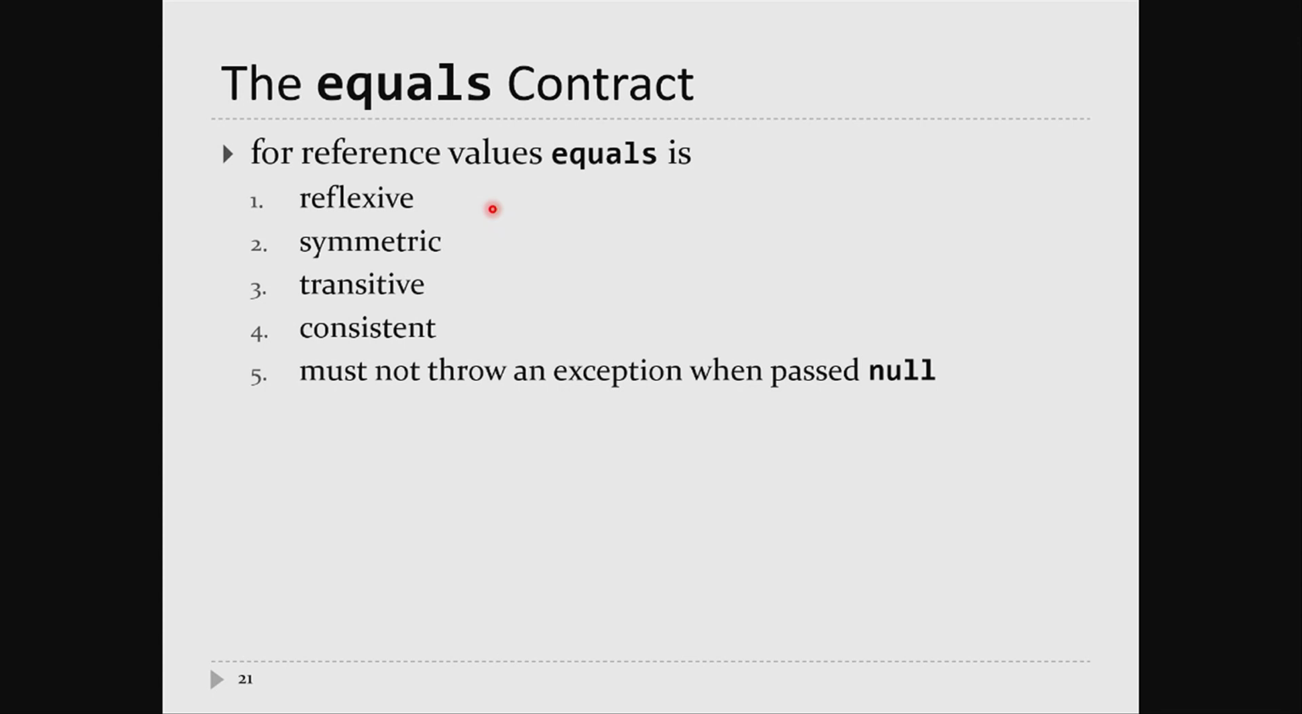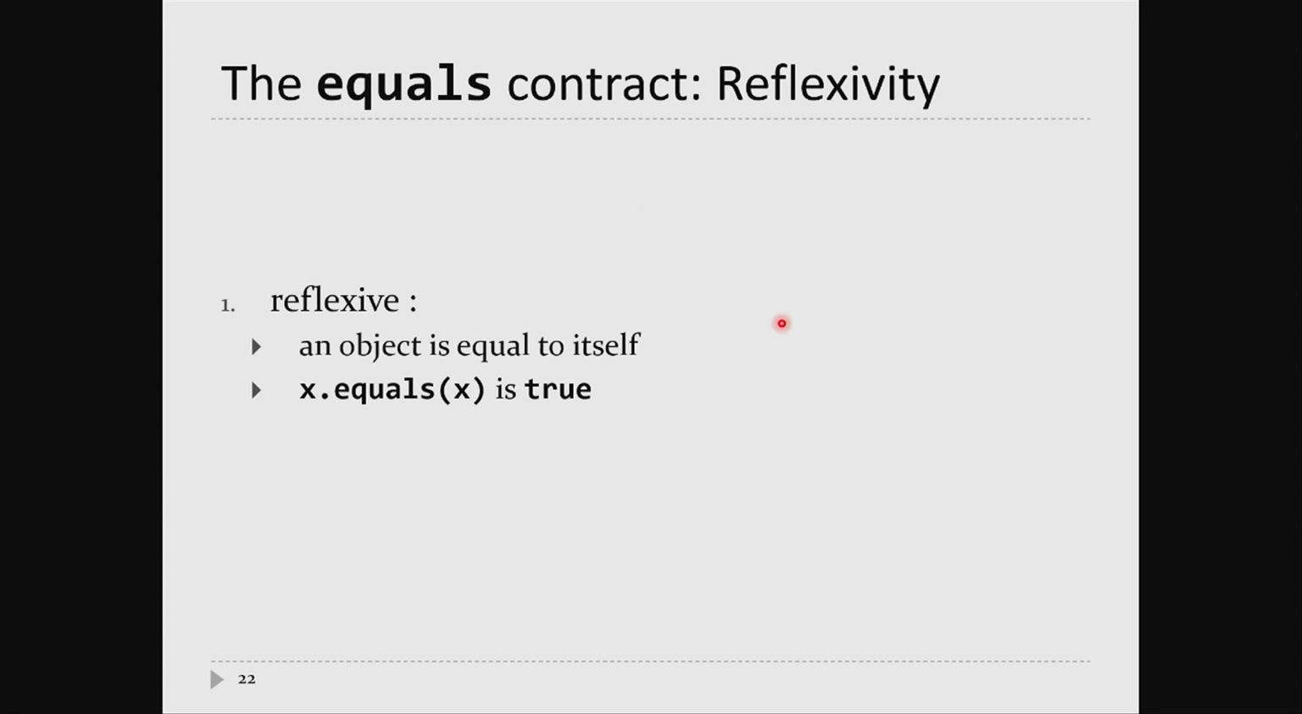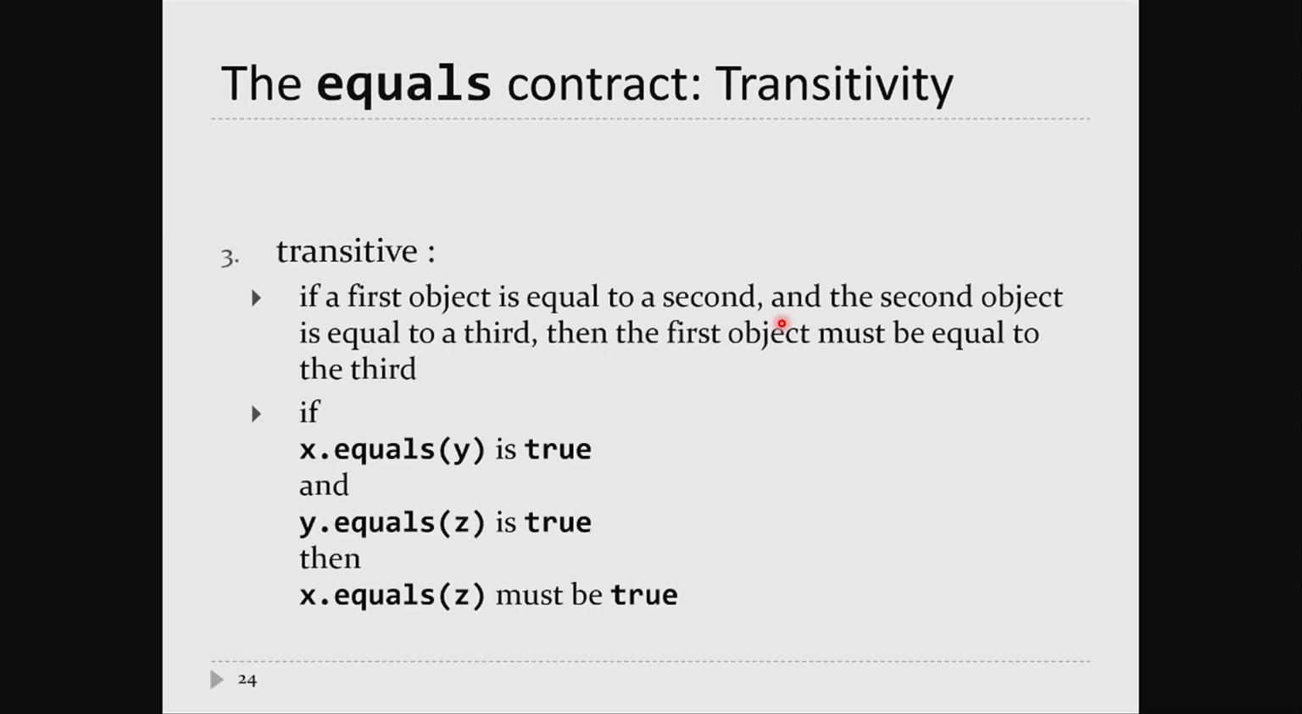And it describes this in a mathematical way. So it says equals must be reflexive, symmetric, transitive, consistent, and it must not throw an exception when passed null. This looks scary, but it's not. Reflexive just means an object is equal to itself. So x equals x is true, so that's not a big deal. So where's symmetry? Here it is.